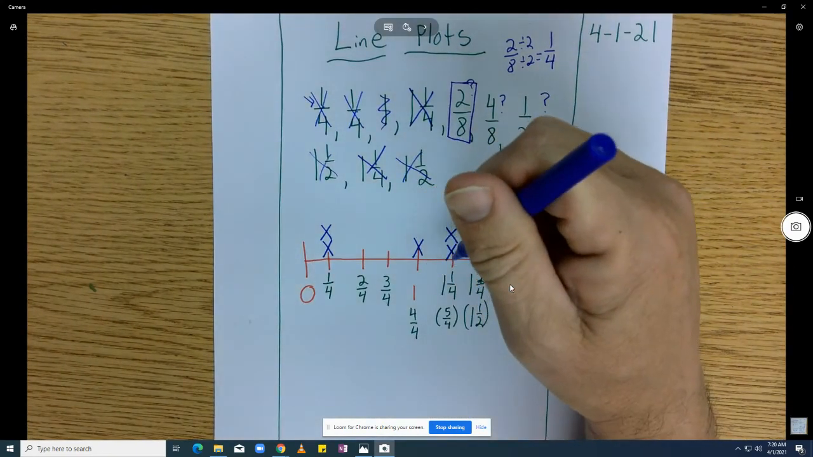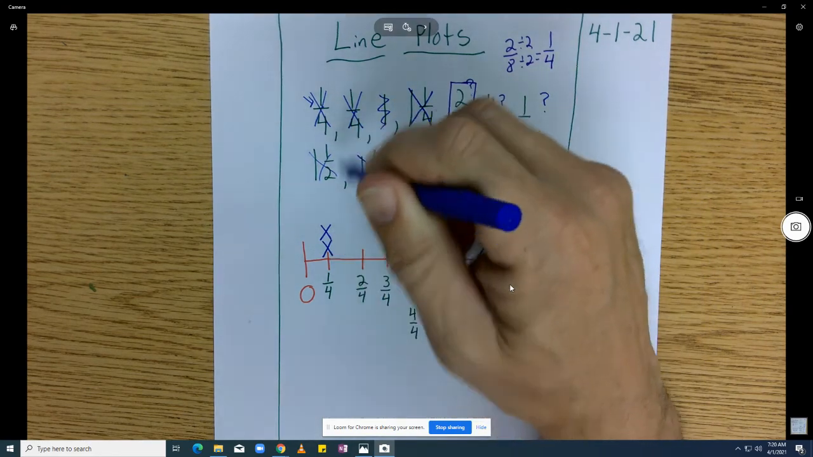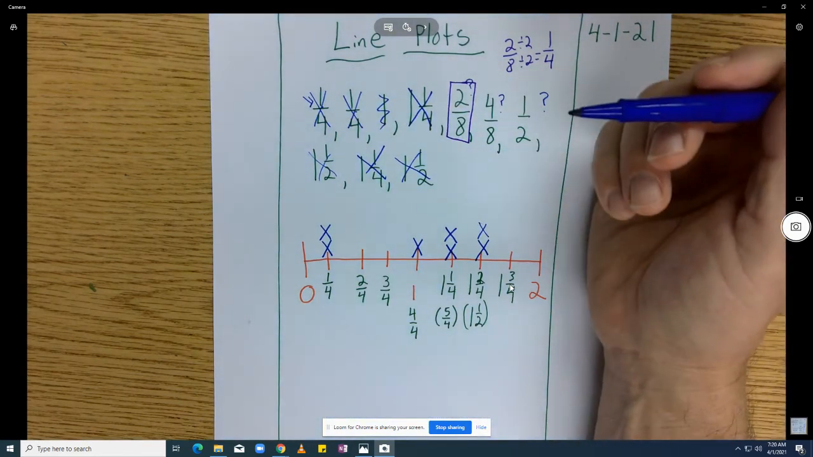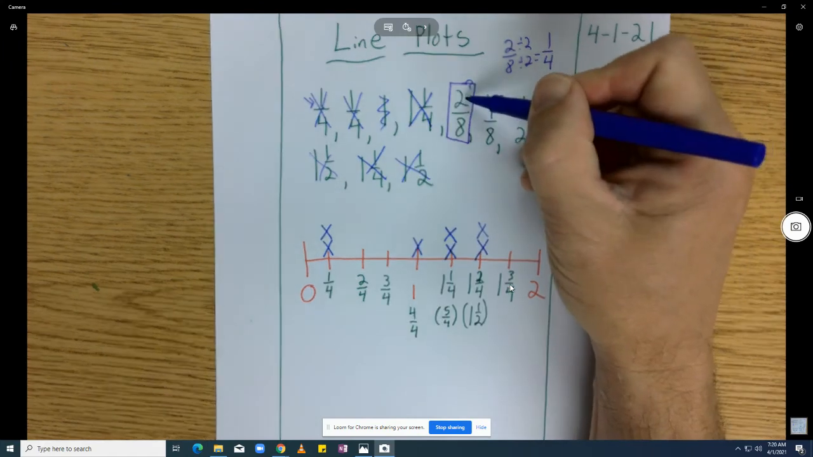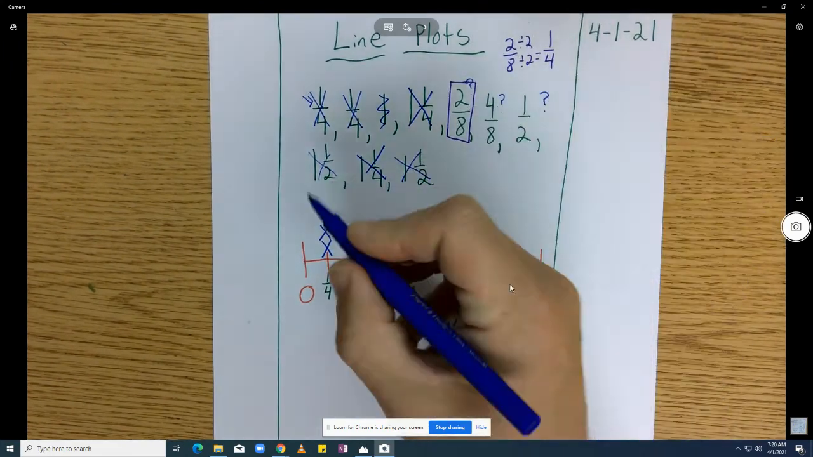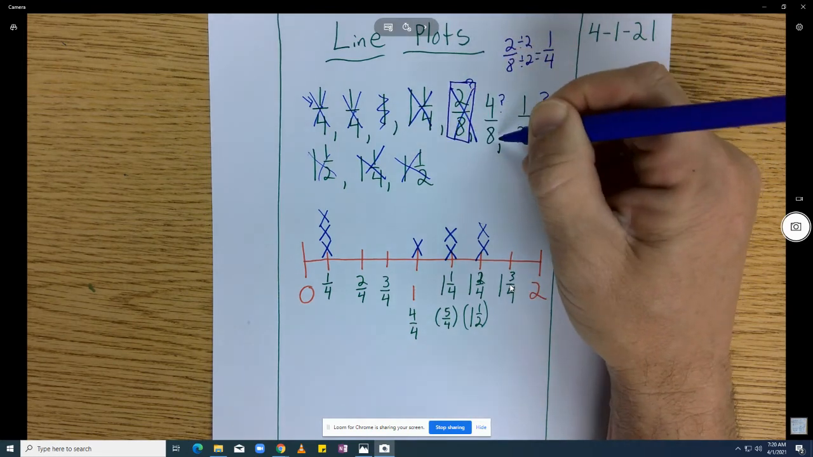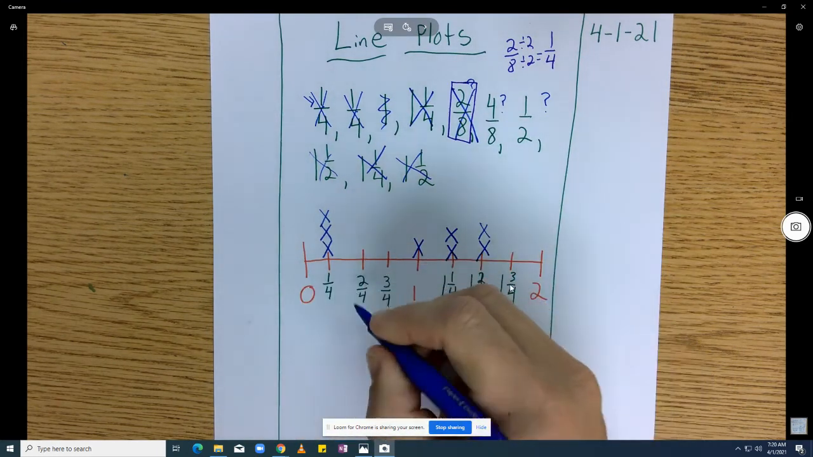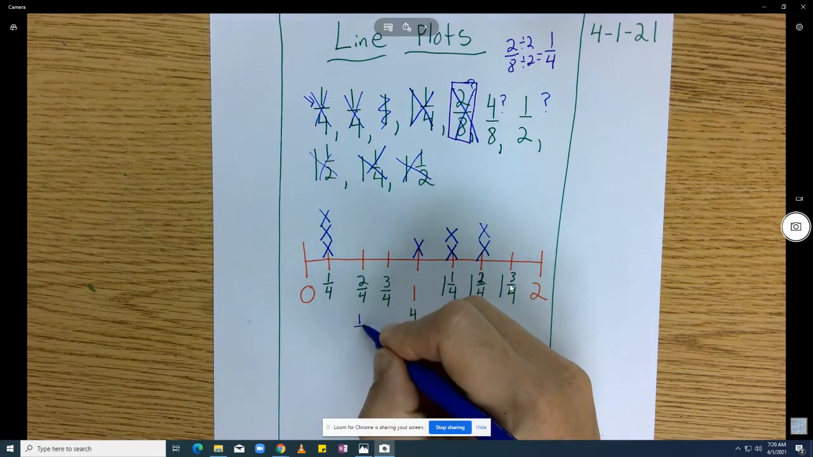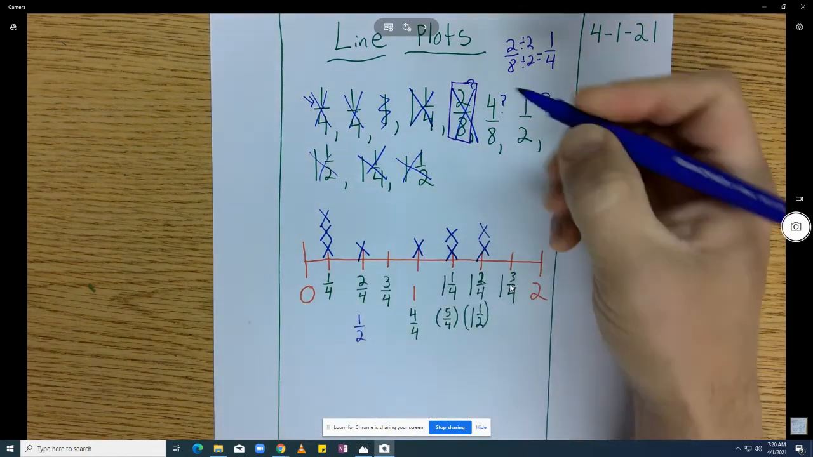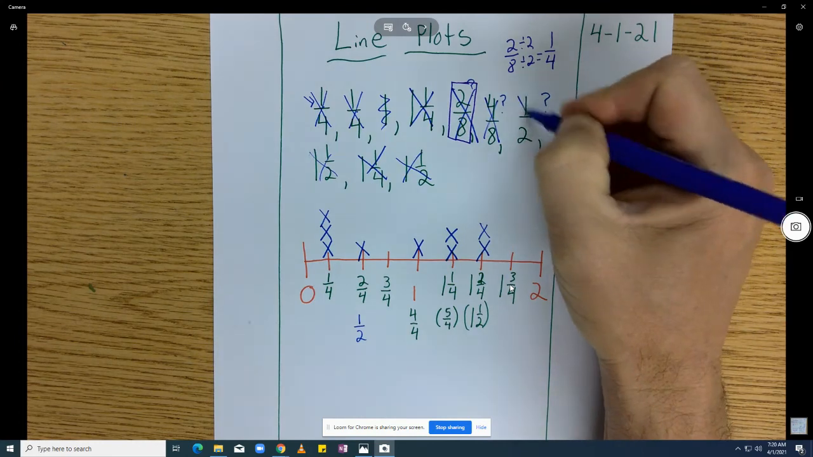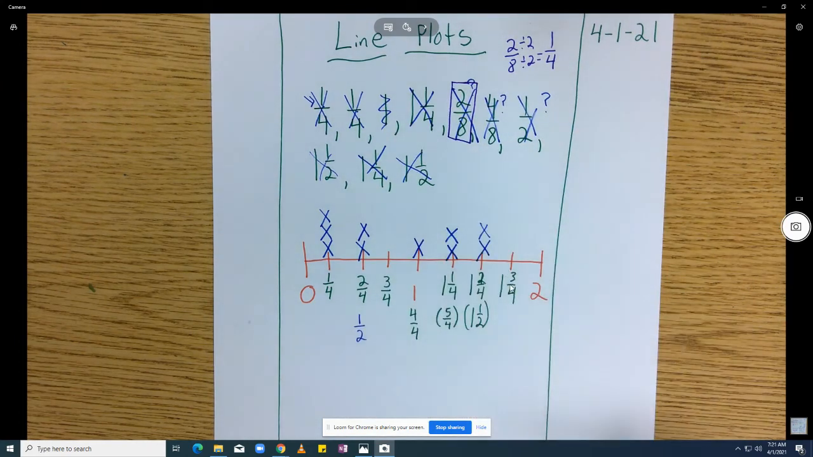Line plots aren't too bad because they give you the data and all you have to do is put the X's on there. But the thing is that when there's one that doesn't seem like it fits, it's really a 1/4, you see? So now that one goes away. What's 4/8 the same as? 1/2. And where is 1/2 here? Oh yeah, 2/4 is really 1/2. So there, that's 1/2, and then there's your other 1/2.